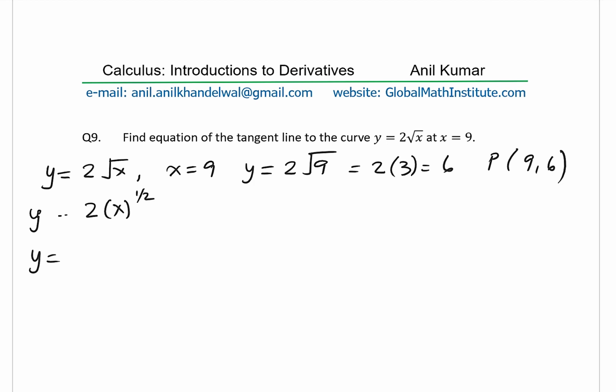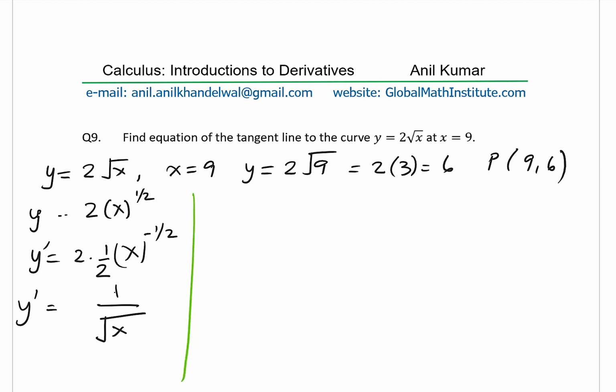So y is equal to x to the power of half. So you get 2 times half, and you get x to the power of minus half here as the derivative. You can cancel this out and write this as your derivative. So we got the derivative, which is the slope. Now we can find the slope of the function at the given point. So slope m at x equals 9 will be 1 over square root of 9, which is 1 over 3.